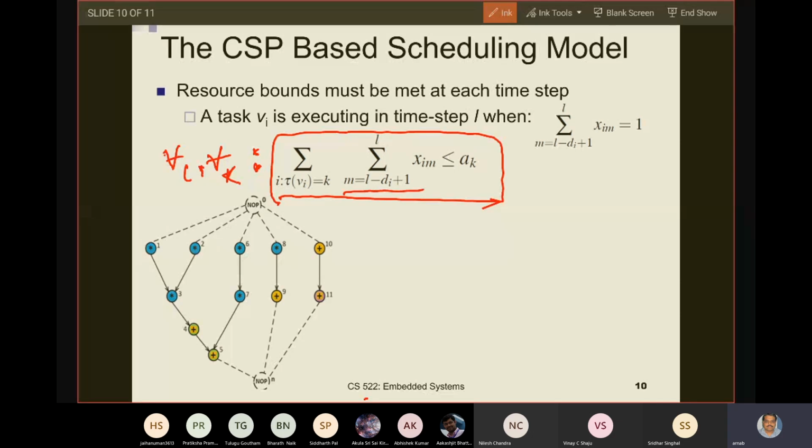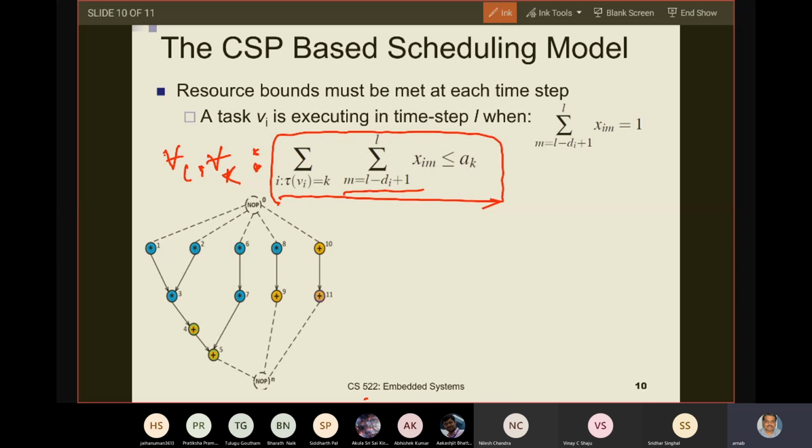See what is written here. A task Ti is executing at time step L when the sum over m equals L minus di plus 1 to L of xim equals 1. So consider any time step L, say the 10th time step. And let us say that the execution time for a task is 3. I'm trying to understand whether this task whose execution time is 3 is executing at time step number 10. Suppose this is the question I have asked.